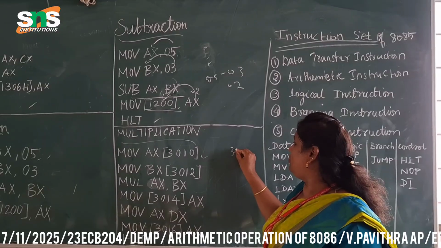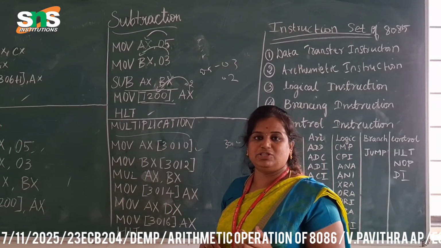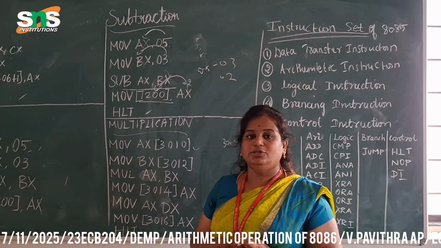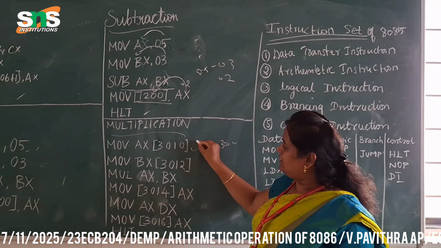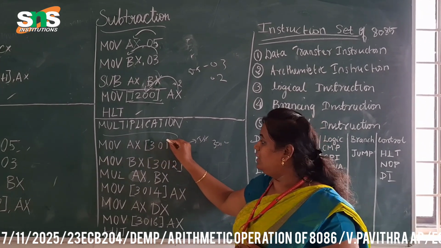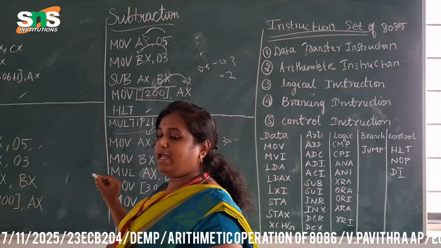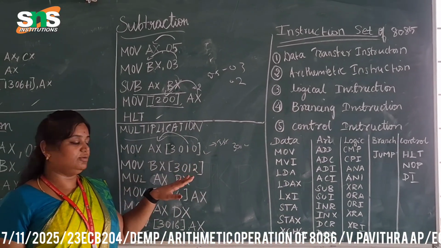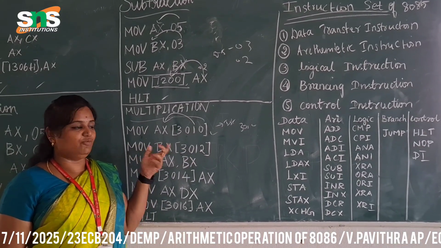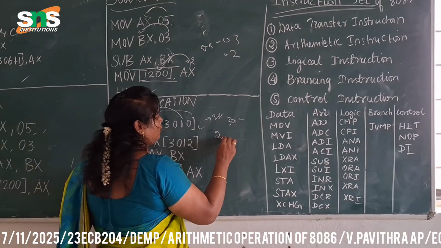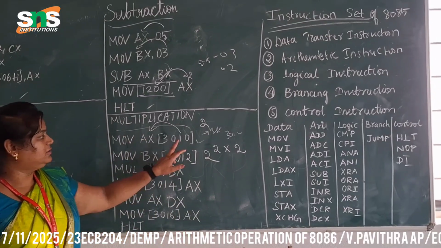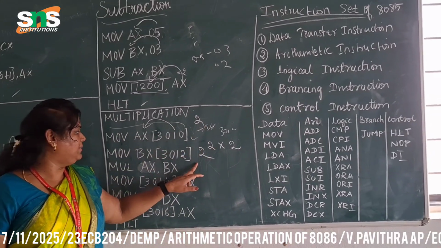If they mention something like 2001, 1001, that is the address. If they mention the value directly, it is called data. So this is the first value. I am going to store the first value in 3010, that is MOV AX, 3010. Then the next one is the second value, which goes to BX. You can take whatever value, like 2 into 2: the first value is 2 and the second value is 2.